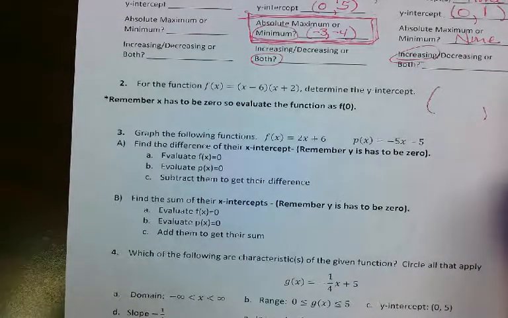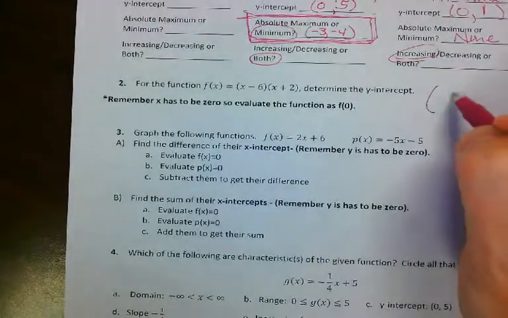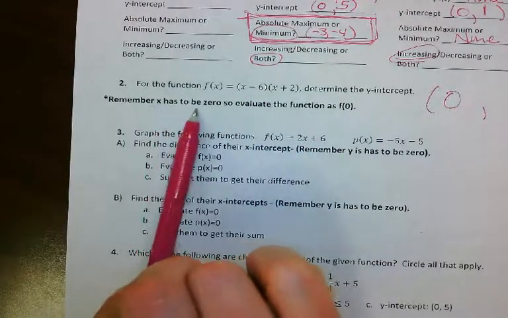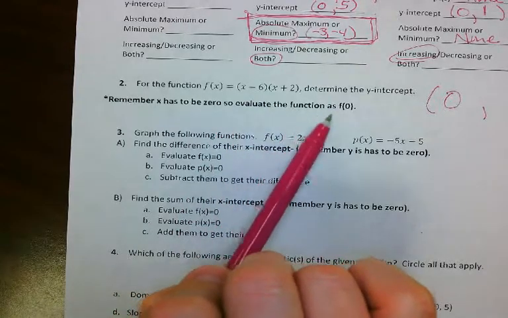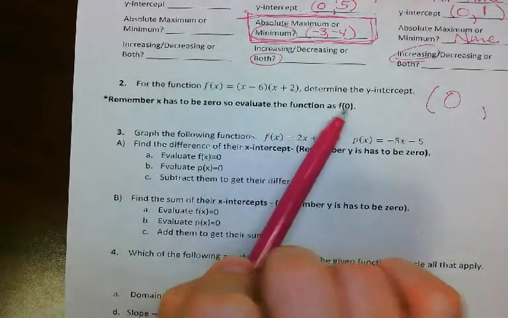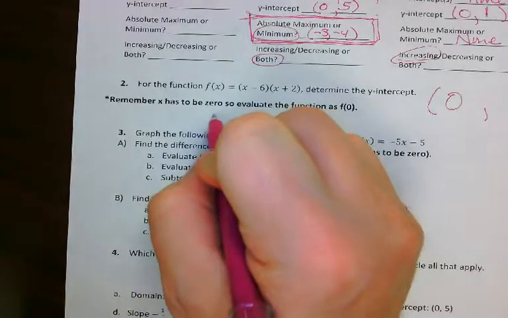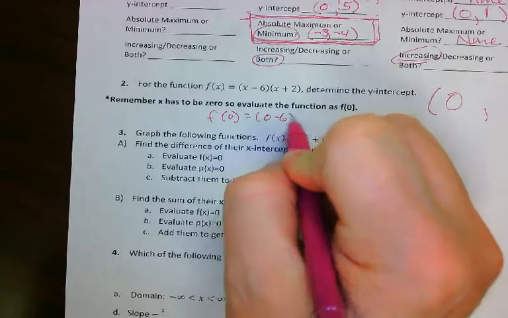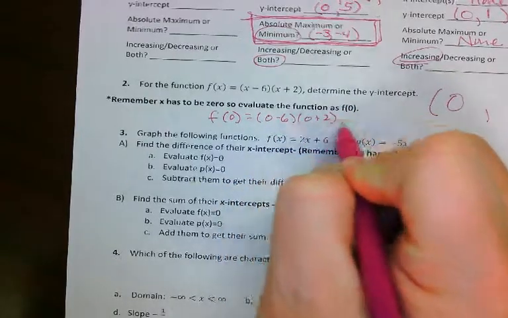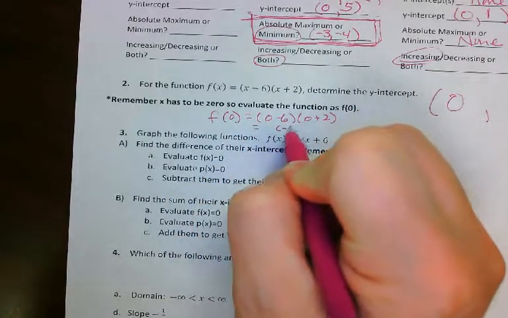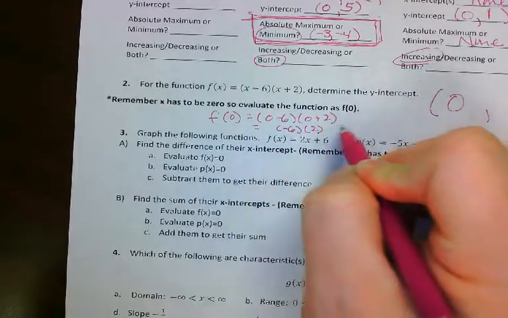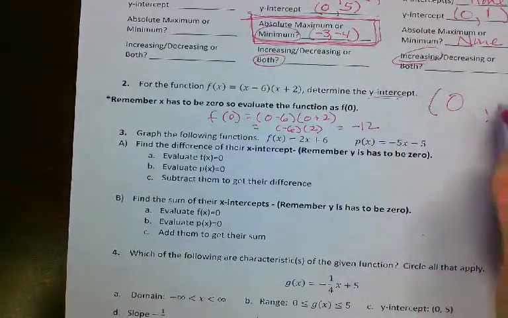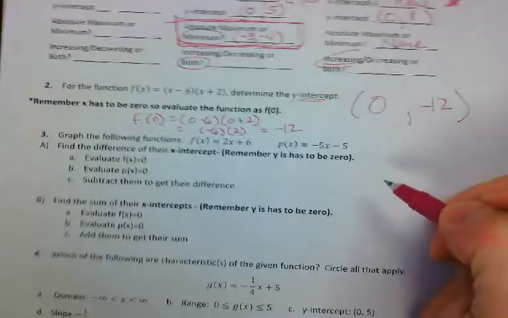If I'm looking for the y-intercept, what has to be 0? X, right? Now, if x is 0, remember, x has to be 0, so evaluate the function as f of 0, okay? Which means I'm going to have f of 0 equals 0 minus 6 times 0 plus 2. Well, this is going to simplify into negative 6 times positive 2, so my answer for this is negative 12. So my y-intercept is just negative 12. 0, negative 12.